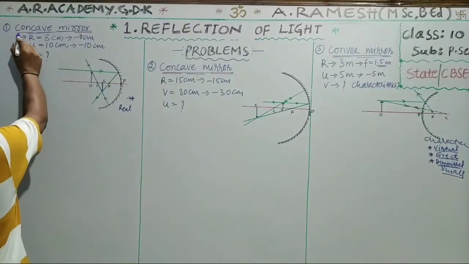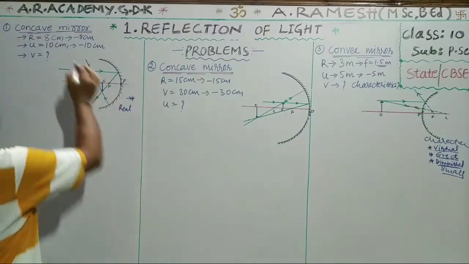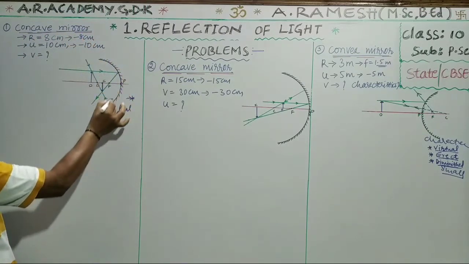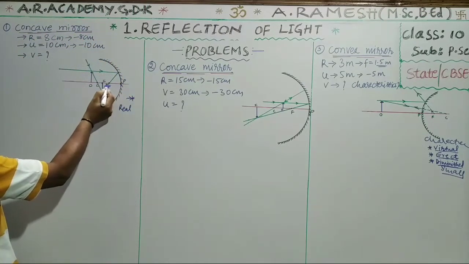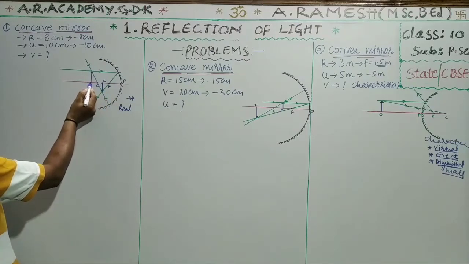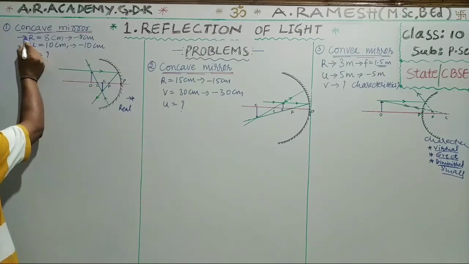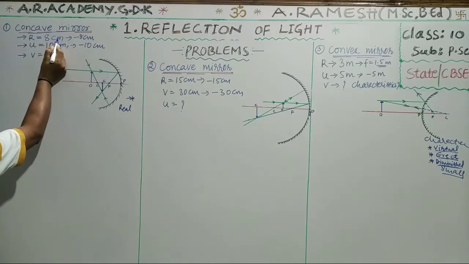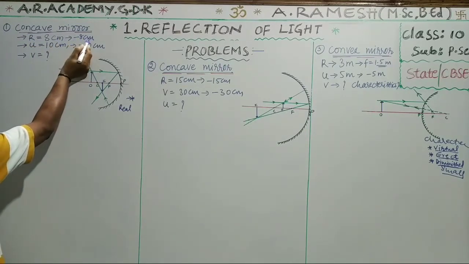Okay, the first problem belongs to the concave mirror. This is the concave mirror. See children, the pole, the focal point, and this is the object. And you see what is the given data? The radius is given as 8 centimeters, so we have to take minus 8 centimeters here.